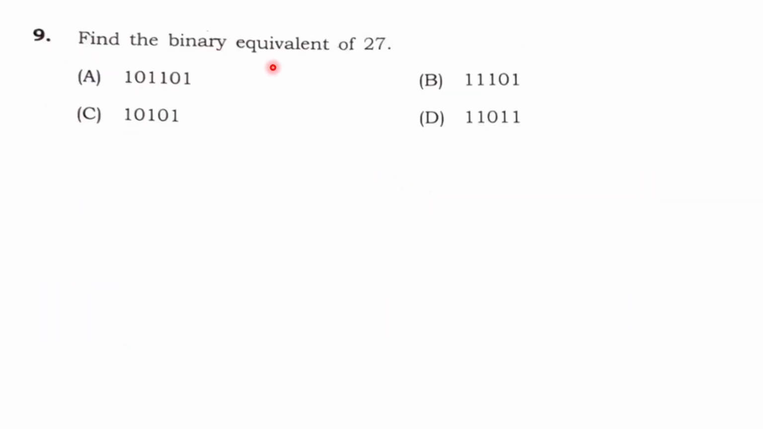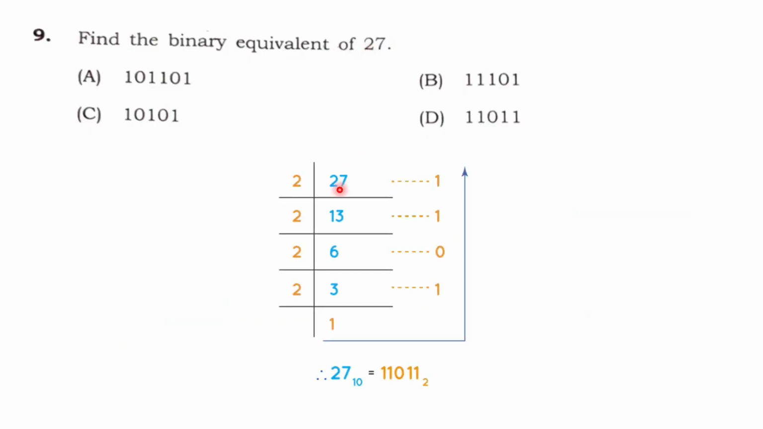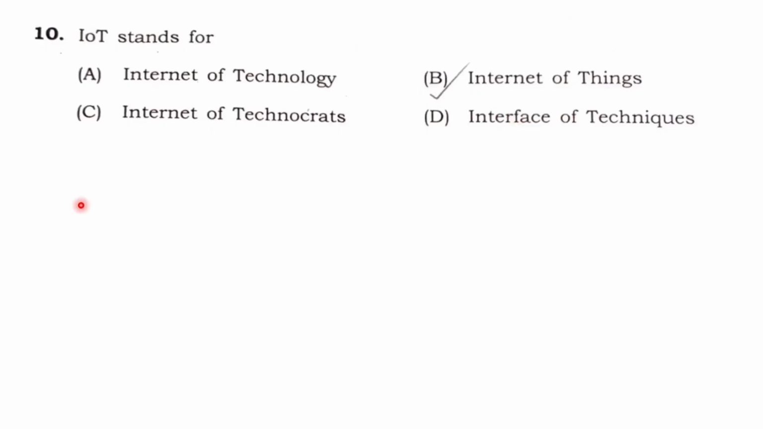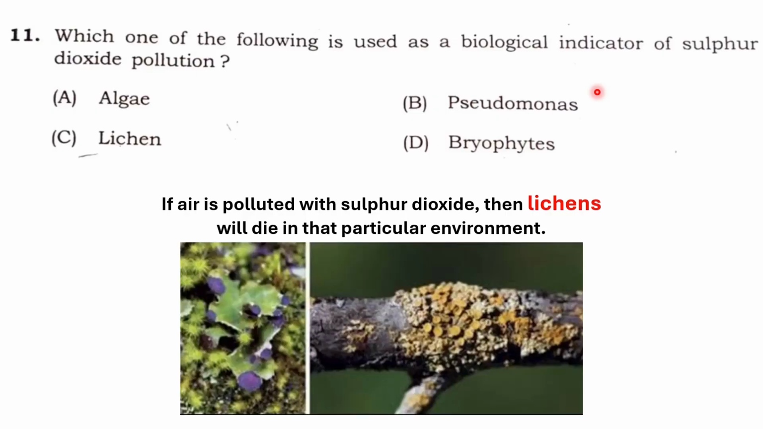Next question is what is the binary of 27? If we work out the binary of 27, we will find that our answer should be 11011, which is option D. Next question, what is IoT? IoT, we all know, stands for Internet of Things. So if you have put your option to be Internet of Things, your answer stands correct.